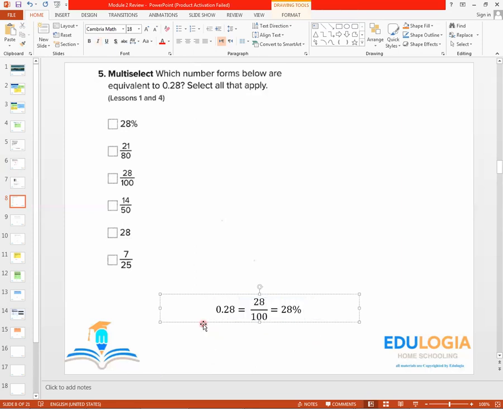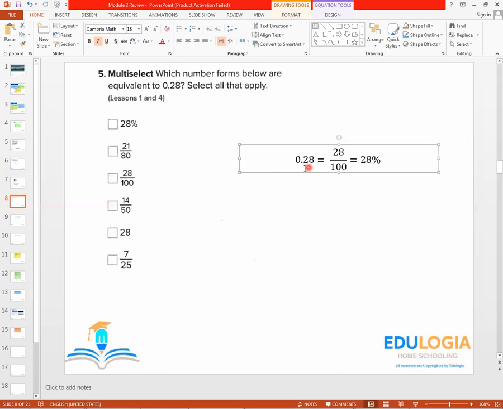Here we have all forms: the decimal form, the fraction form, and the percent form. Which one should I choose? 28% is okay. Yes, it's here. 21 over 80. 21 over 100 is okay. I don't know about others. 21 over 80, I don't know. Let us try.